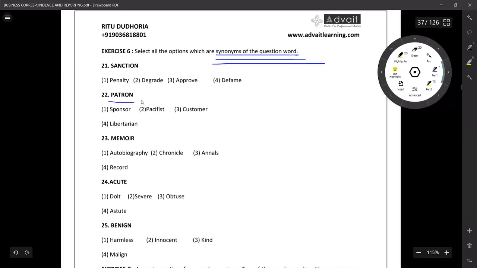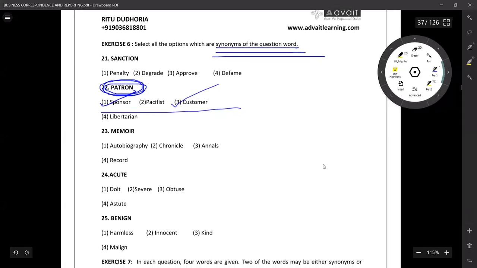For example, just now I told you about patron. Tell me, guys, which words would be the synonyms here for patron? Sponsor. Customer. Very good, correct. Okay, similarly, let's see an easier one.